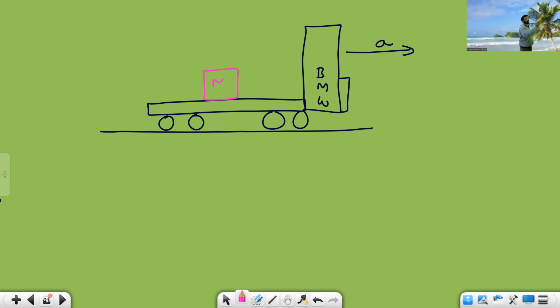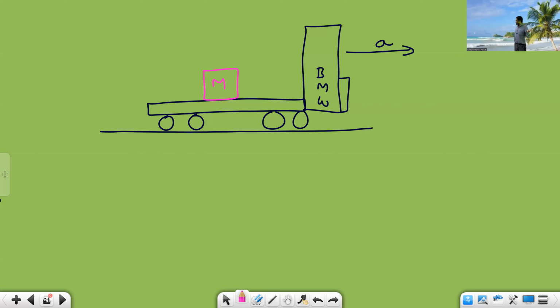The mass of this block is m. It's going forward with an acceleration a, so what will happen here? The frictional force will act backside. The frictional force acting backside here, that is what I can write here as friction force. Why does it act backward? No, wrong. The lorry is going forward, so a pseudo force will act. Pseudo force is always opposite to the motion.